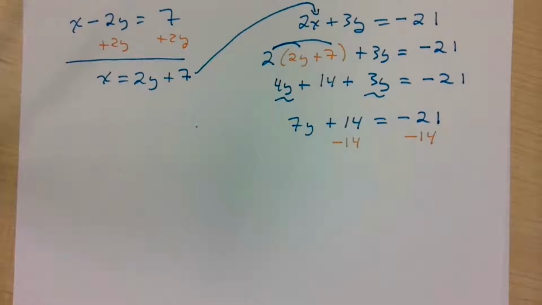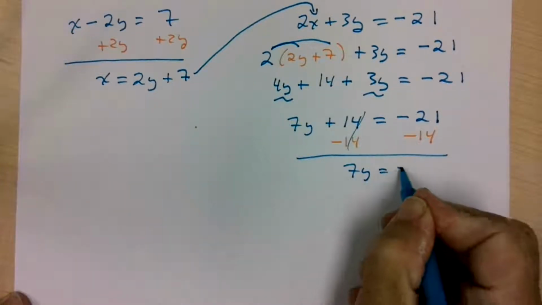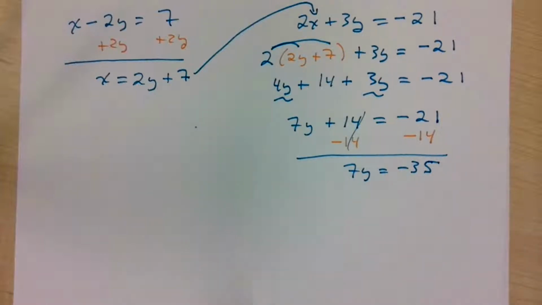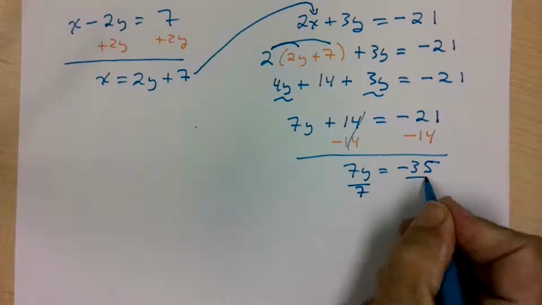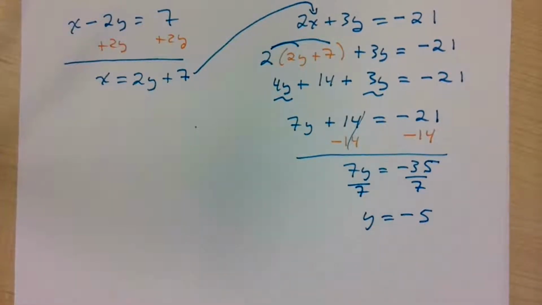And what do I get? That goes away. We get 7y is negative 35, and then divide both sides by 7, and we get y is negative 5.